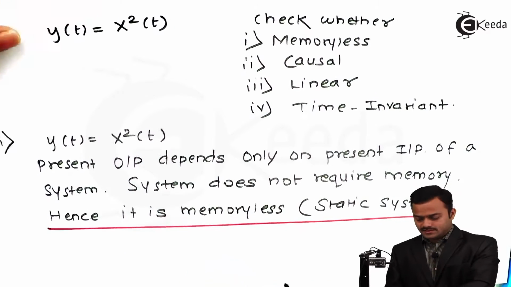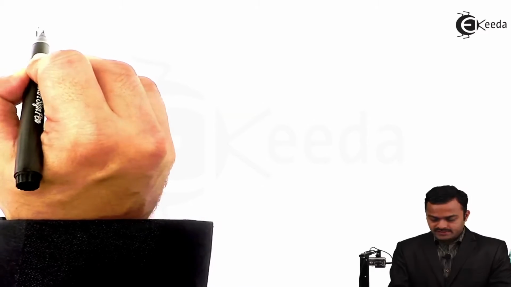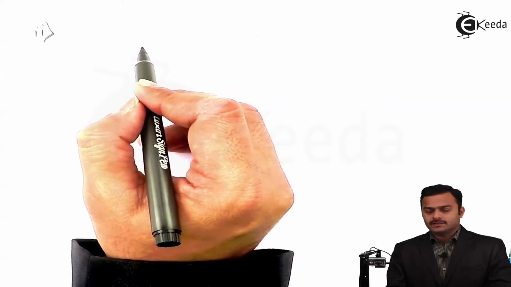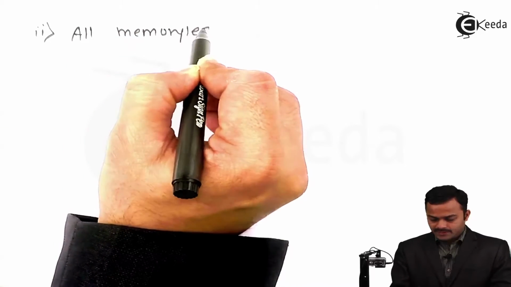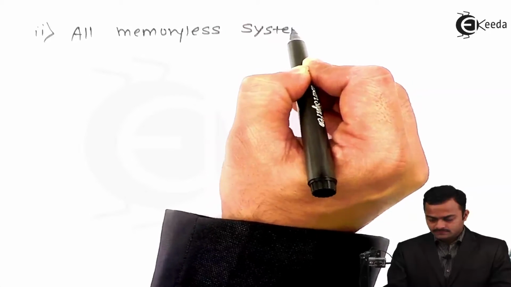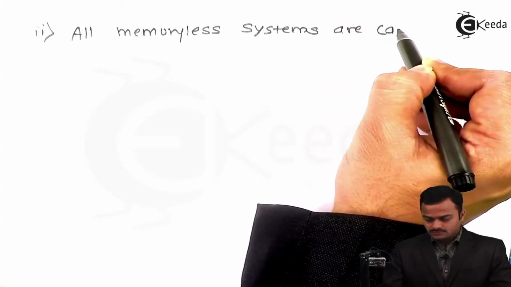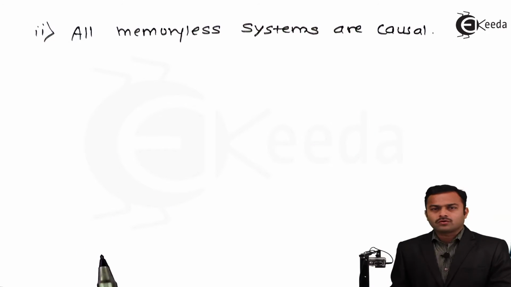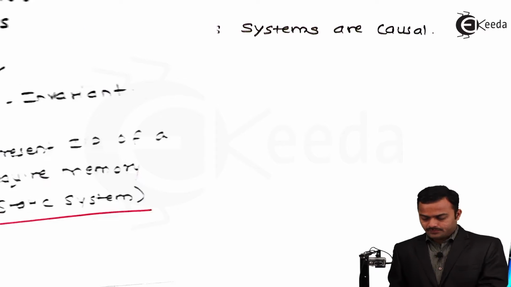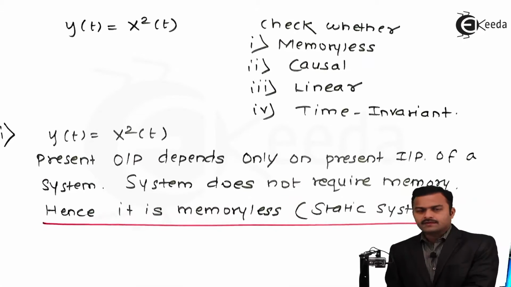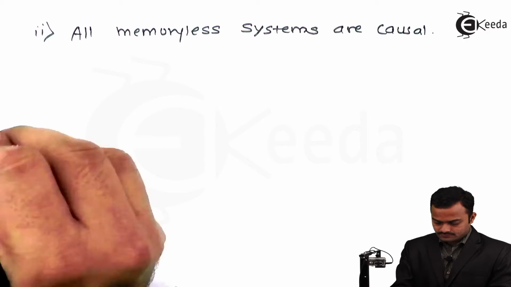Once we know the first property regarding memory, the second is quite easy, because it is obvious that all memoryless systems are causal. What is causality saying? If the system output depends on present and past values of the system input, then the system is causal. So here it depends just on the present input, hence obviously it is a causal system.